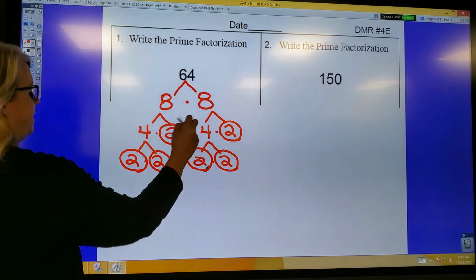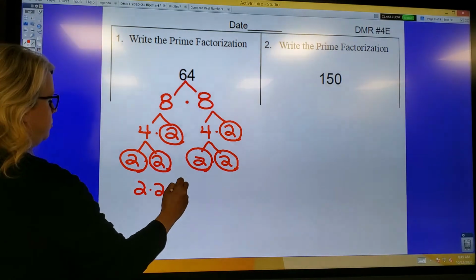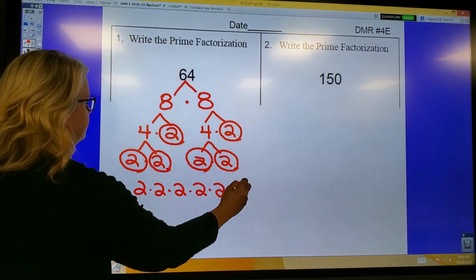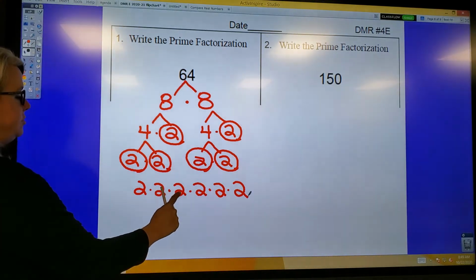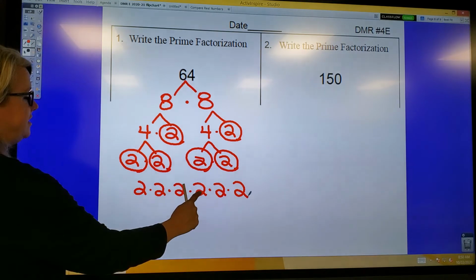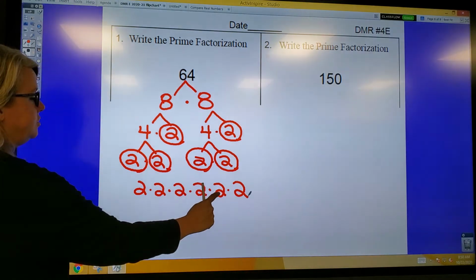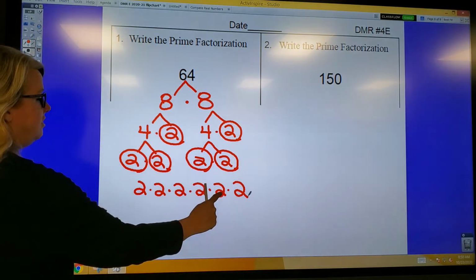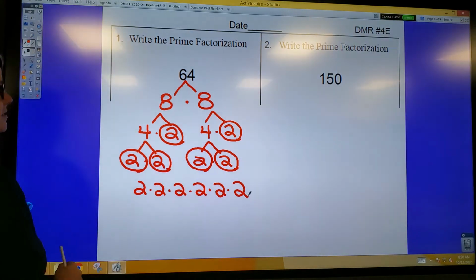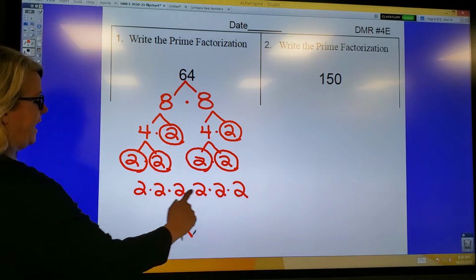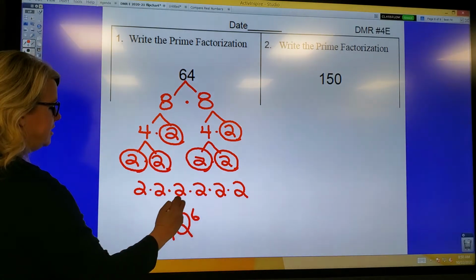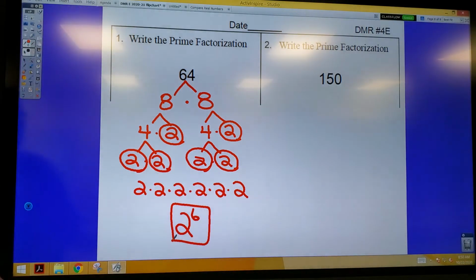1, 2, 3, 4, 5, 6. I'm going to double check this. 2 times 2 is 4. 4 times 2 is 8. 8 times 2 is 16. 16 times 2 is 32. And 32 times 2 is 64. So now finally writing this with an exponent, I have 6 2's, so that's 2 to the 6th power.